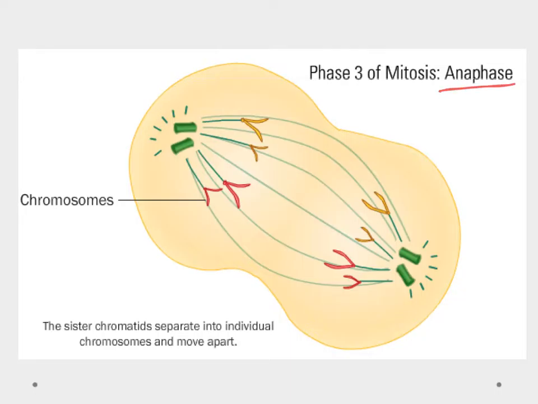Next up comes anaphase, and in anaphase we notice the importance of the spindle fibers. They attach to the centromere of the chromosomes, and they're going to pull apart.